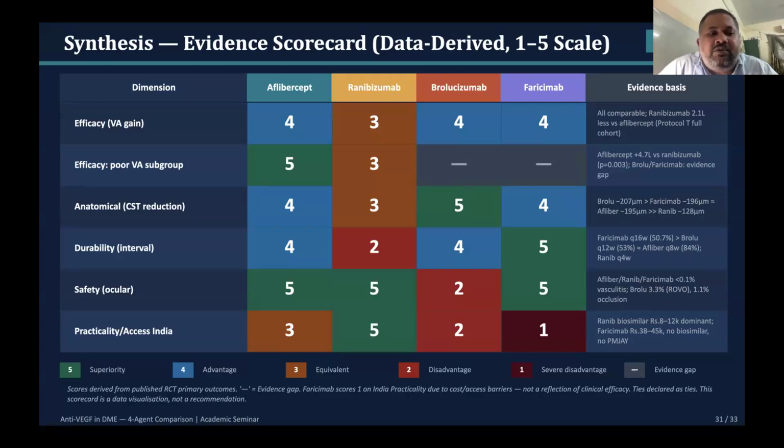based on these different criteria, these different protocols. One might have a subjectively different view, but this was done by a deep learning model that used all the data of all the studies in all these aspects. One is efficacy in terms of visual acuity gain, efficacy in poor subgroups, anatomical CST reduction. So when we see efficacy, aflibercept, brolucizumab and faricimab score relatively the same, very high. In the efficacy in poor visual acuity subgroup, aflibercept does exceptionally well. There's an evidence gap for brolucizumab and faricimab.